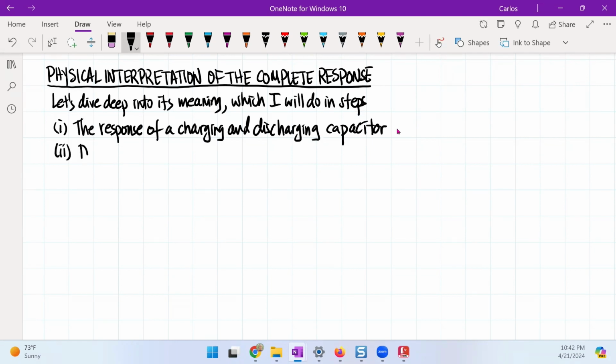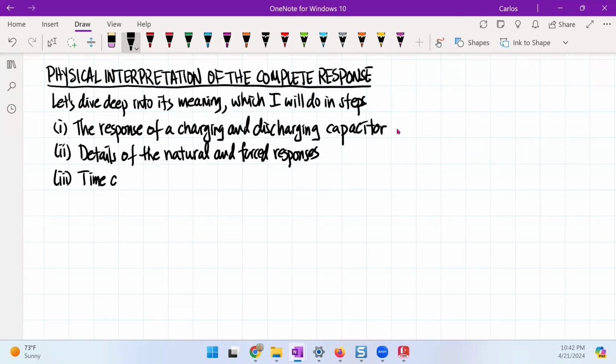Next, we want to look at the details of the natural and forced responses. I mean, there's a third, the complete response, but you'll see that it's just a superposition of those two. And then finally, let's get a visualization about the time constant. Okay, so those are the three things that I want to do.